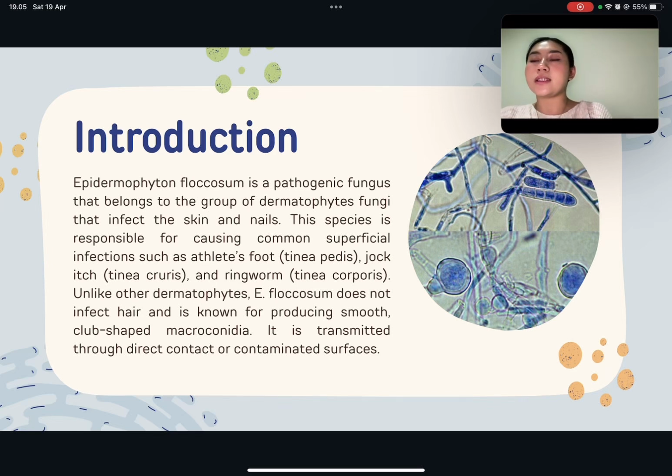The picture aside is an example of what Epidermophyton floccosum looks like. I got this picture mostly from Wikipedia since I cannot find it in a free journal. Most of the journals need to be bought or paid for. Okay, so next.